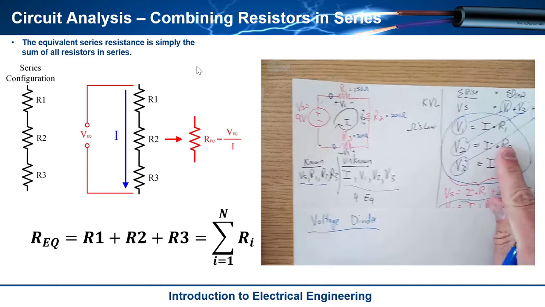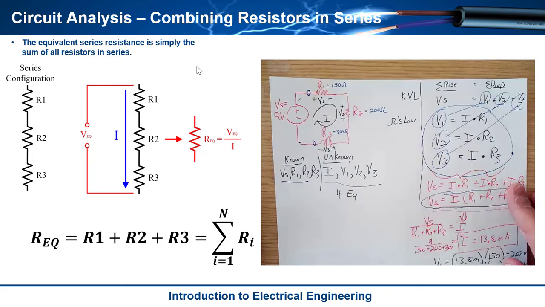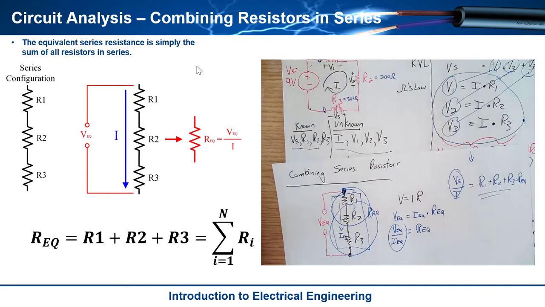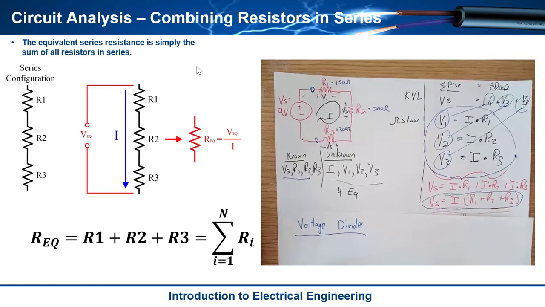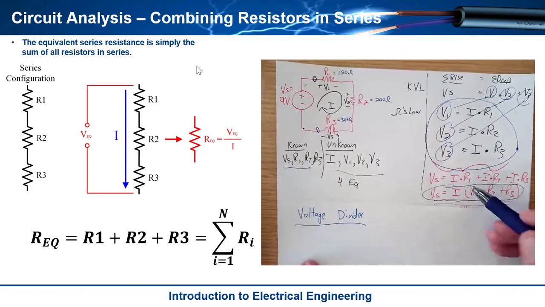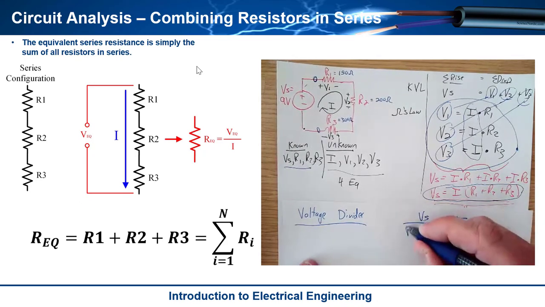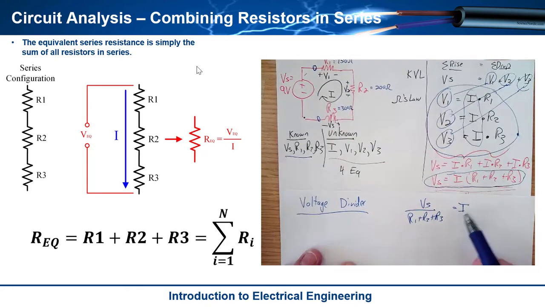Notice that I have these three Ohm's Law equations right here. Look at what I just derived. I want to plug I into these and have it in terms of my knowns. I can divide both sides by I and get I equals Vs over R1 plus R2 plus R3. All I need to do is plug that I into these equations.